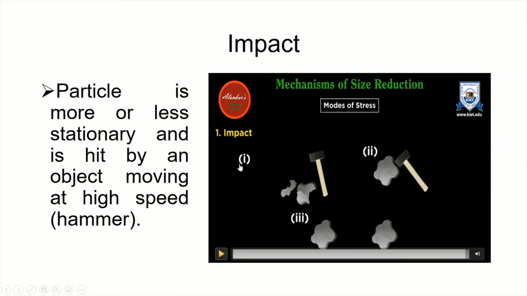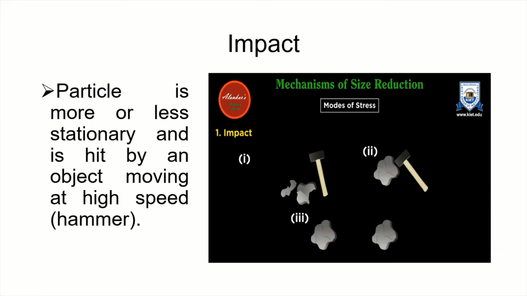So, as you can see in the video, in impact, there are three types of impact. Either the big particle hits the force or the hammer, or the hammer hits the particle. And the third type of impact is when two particles collide with each other. The best example of this mechanism is the hammer mill or the fluid energy mill.